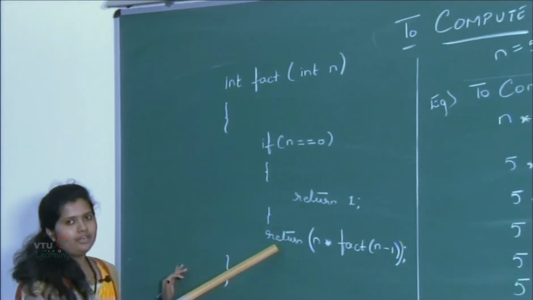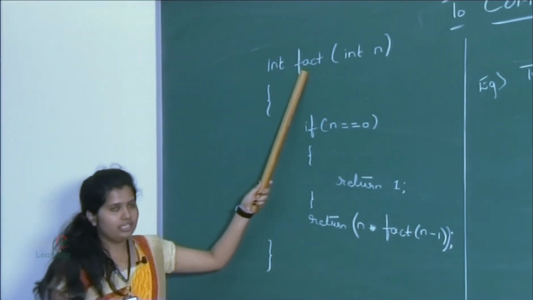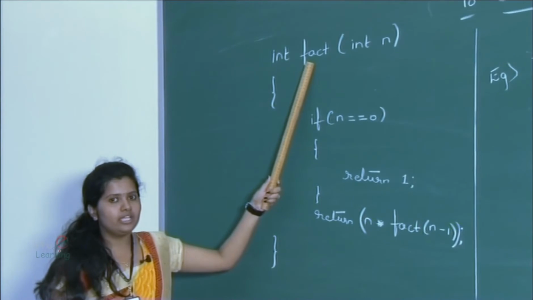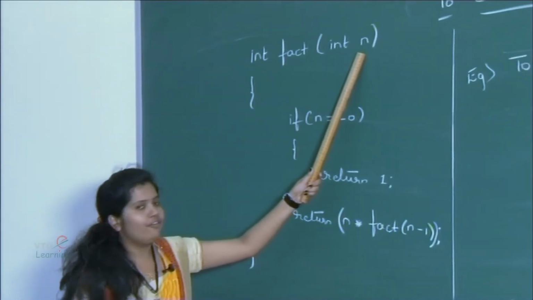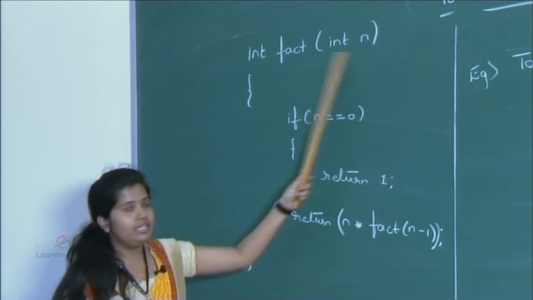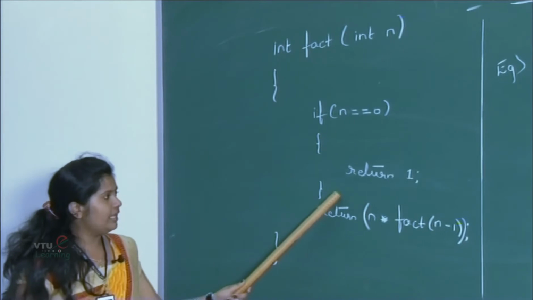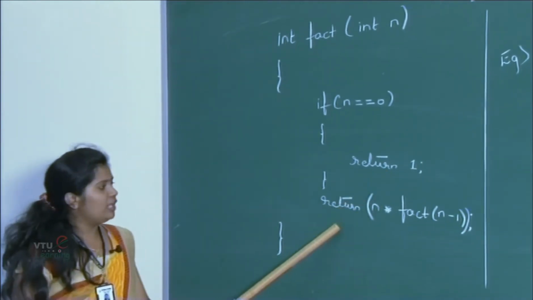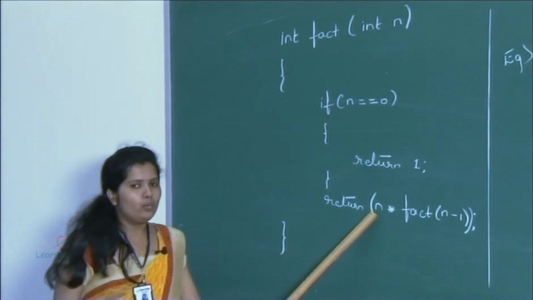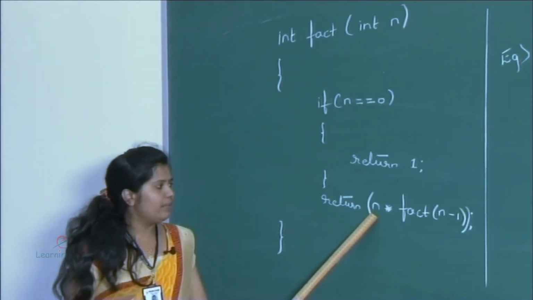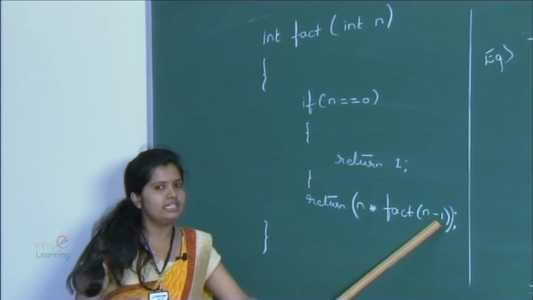As I have explained in the program, the factorial of a given number is computed by using a recursion function. Here fact is a function. In this function we are computing the factorial value. So here the value of n will be passed to this function. If the value of n is equal to 0, then return 1. If the value of n is greater than 0, then we have to compute the factorial by using the formula n star fact of n minus 1.